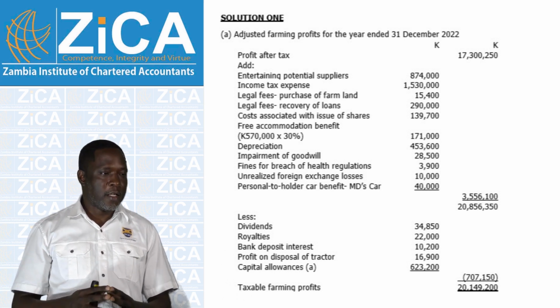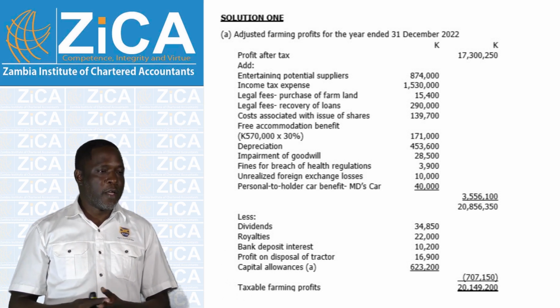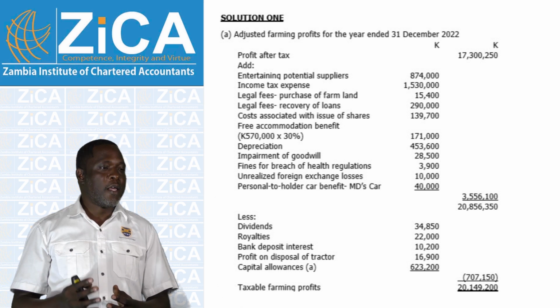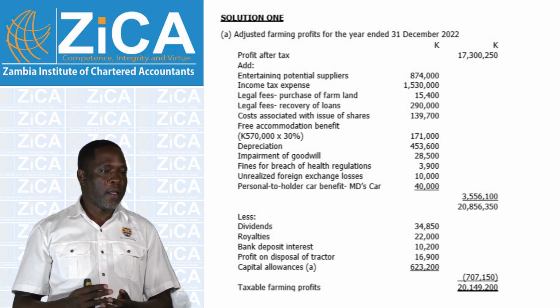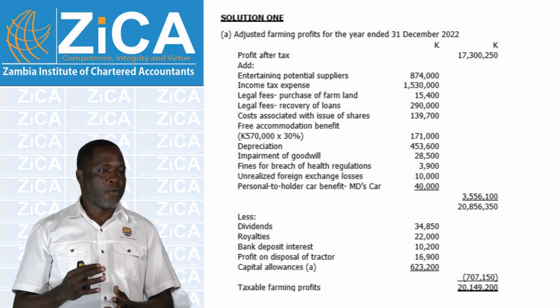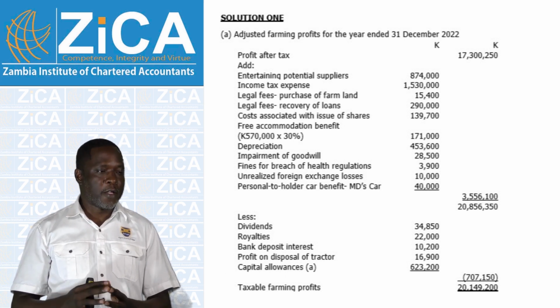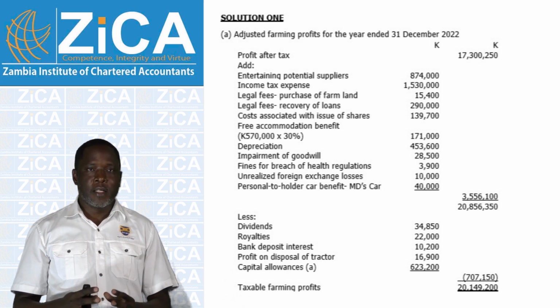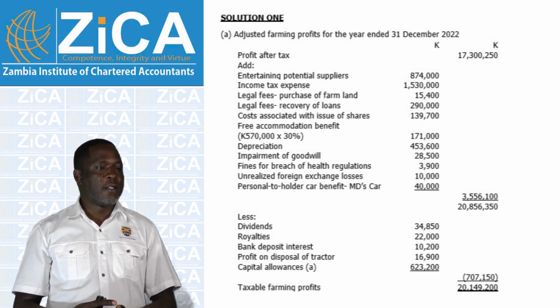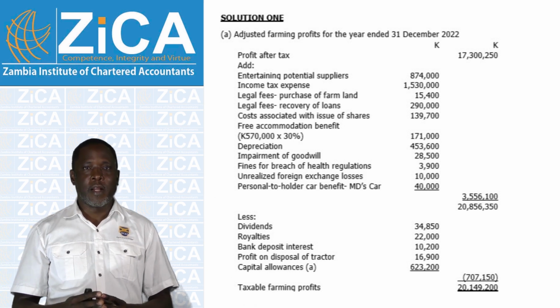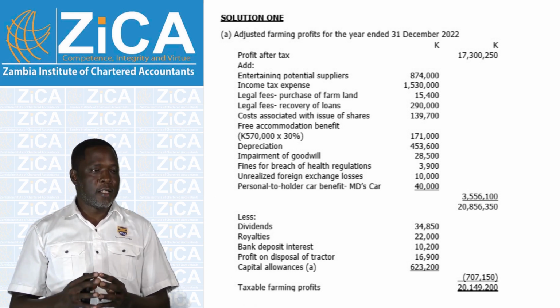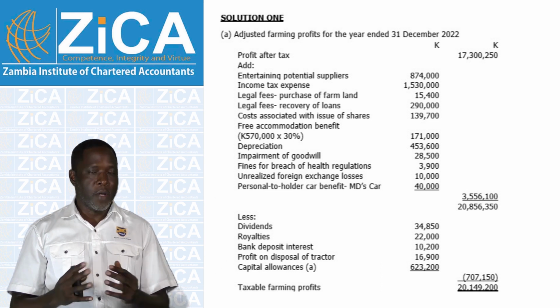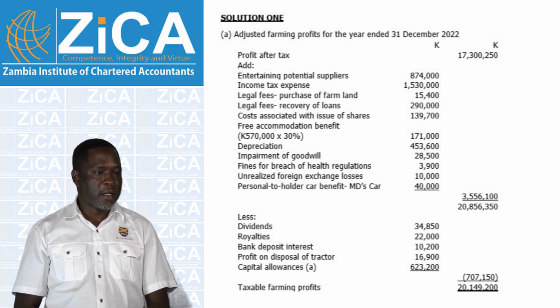So as you can see in the solution, we have started with the taxable farming profits, which was 21,49,200. Then we bring back the investment income. We are referring to it as the non-farming income. So we have started with the royalties. The royalties were stated at the gross amount in the question, so we don't need to gross that one up since the figure is already stated gross, meaning it is inclusive of withholding tax.